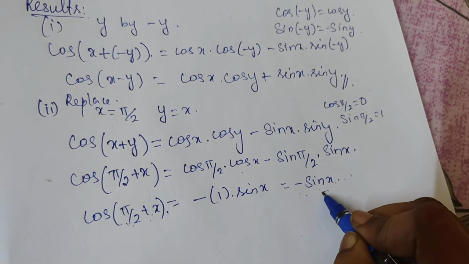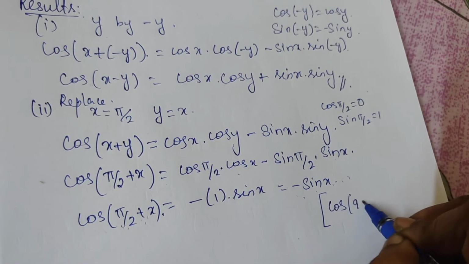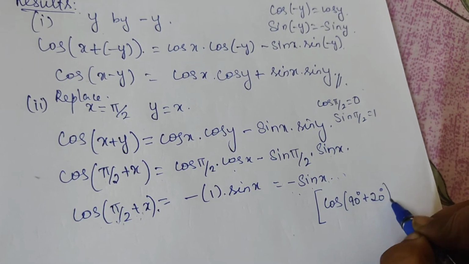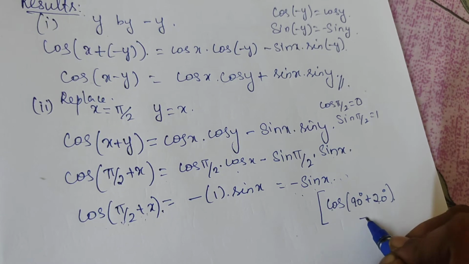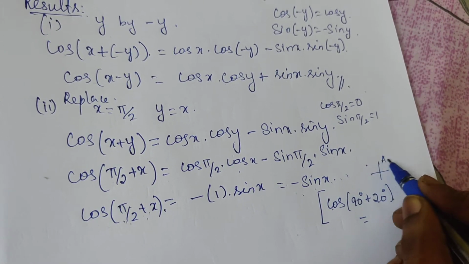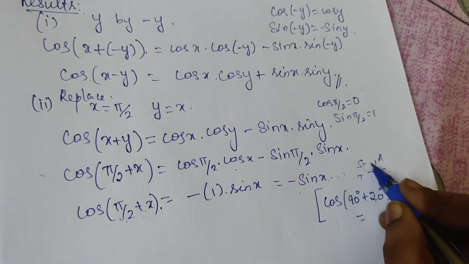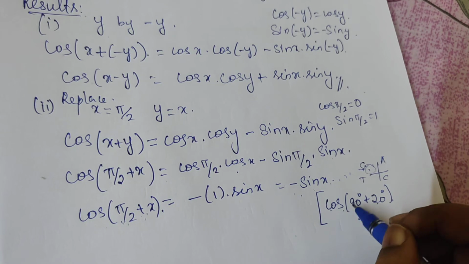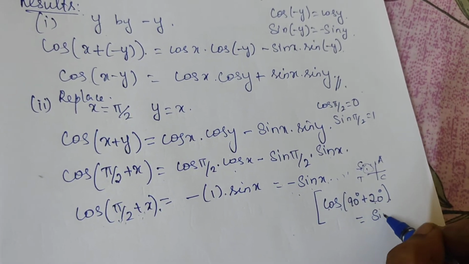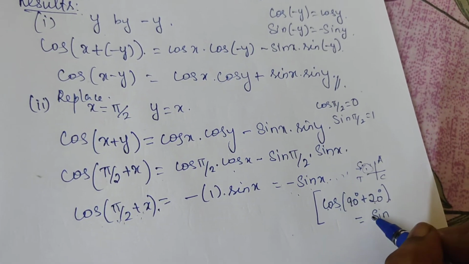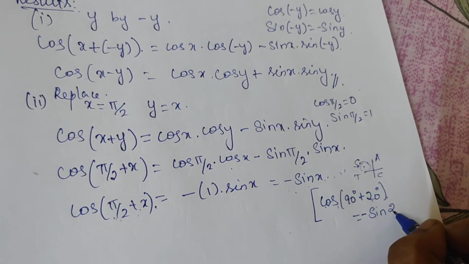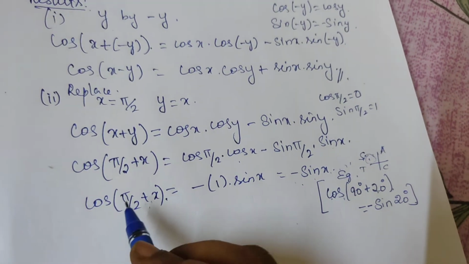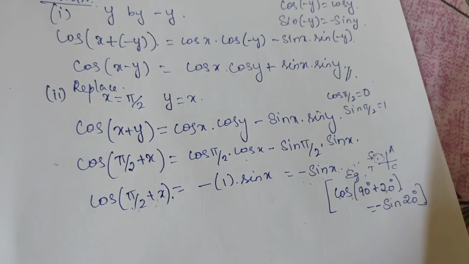Say for example, suppose we have cos of 90 degree plus 20 degree. This one will be in the second quadrant. According to the phrase all silver teacups, in the second quadrant sin and its inverse alone are positive. So the cos ratio will turn into sin, and the cos ratio in the second quadrant is negative. So we will have minus sin 20. This is just an example. So cos of pi by 2 plus x will be minus sin x.